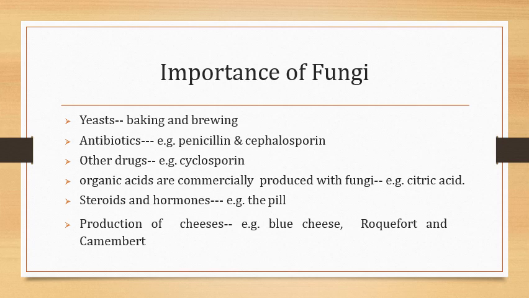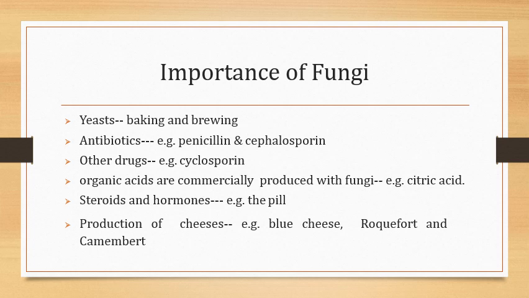And antibiotics like penicillin, as I have already told you, and cephalosporin also come from the fungus only, and the drug cyclosporin is from the fungus. Not only this, organic acids can be produced commercially from the fungus. They can be citric acid, gluconic acid, and many other acids that can be used in our day-to-day life. And steroids and hormones, also in the form of pills, can be extracted from the fungus.